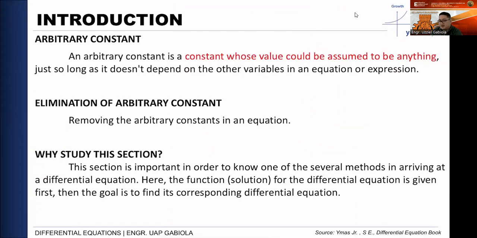Okay? So, there are cases also na si arbitrary constant are coefficient of a variable. So, pwede din siya. So, ibig sabihin, pag nakakita kayo ng differential equation and it contains a letter na hindi yun yung independent and dependent variable natin, ibig sabihin yun yung arbitrary constant natin. And we should know how to eliminate them. So, we can eliminate arbitrary constant by removing the arbitrary constant in an equation.